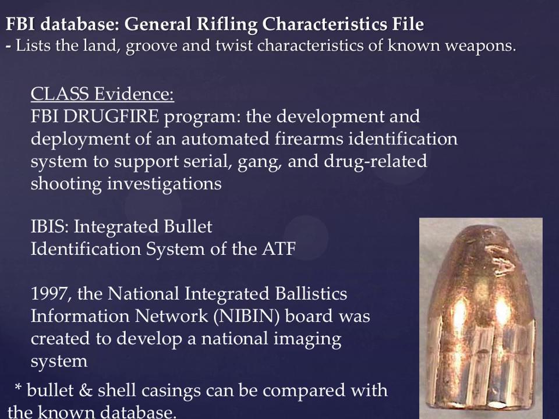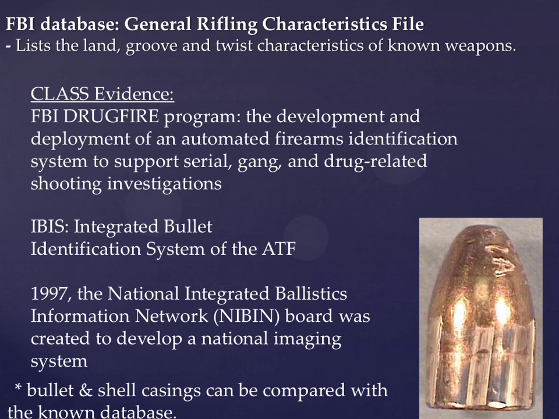So there are a few databases that the police and the FBI are going to use to keep records of ballistics. The first one is called the General Rifling Characteristics File. Pretty much it just is a running list of the land, groove, and twist characteristics of known weapons. For class evidence, the FBI also has something called the FBI Drug Fire Program. It's the development and deployment of automated firearms, and it's an identification system that's used to support serial, gang, or drug-related shooting investigations. So if a weapon has been involved in any related type of crime, like serial killings, gang-related crime or violence, or drug-related crime or violence, they keep running records of all of those guns that they collect so that it's easier to match some of this information up.